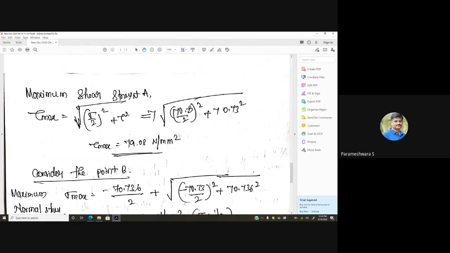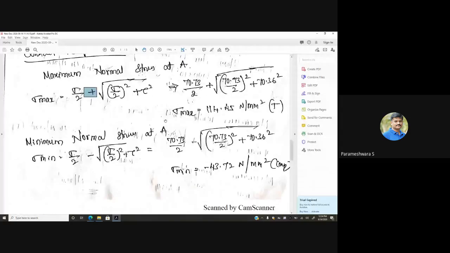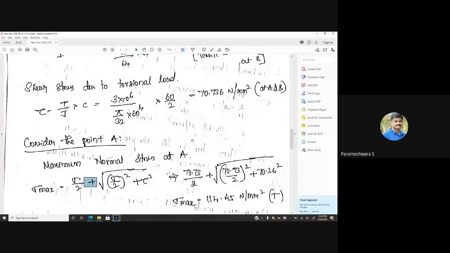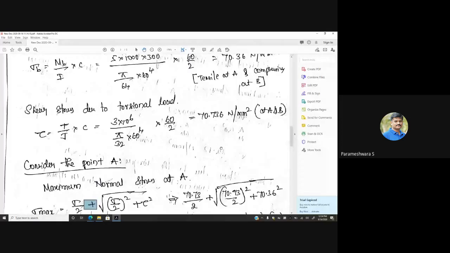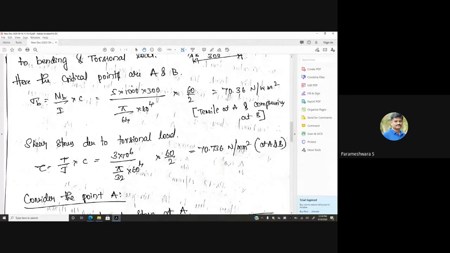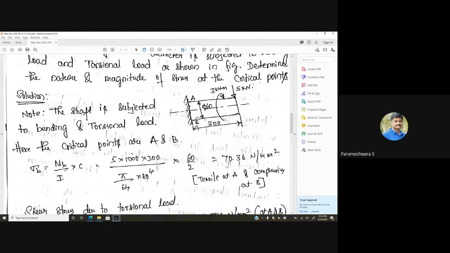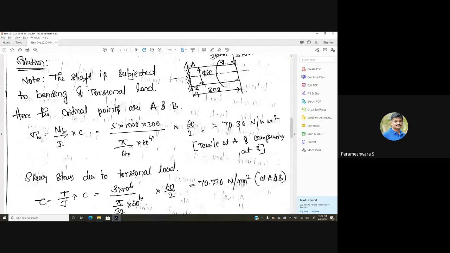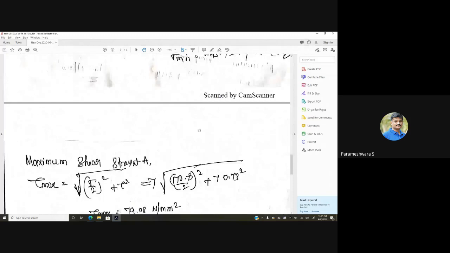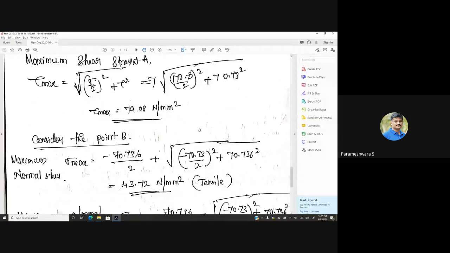Similarly, the same steps are to be repeated considering critical point B. The only difference is this value, 70.736. This is positive for point A and negative for point B. Why negative for point B? This point B experiences compressive stress due to this 5 kilonewton bending load. So this lower portion experiences compression, upper portion experiences tension. So for B we will consider this value as negative. Clear? So the same procedure is to be repeated with negative sign.